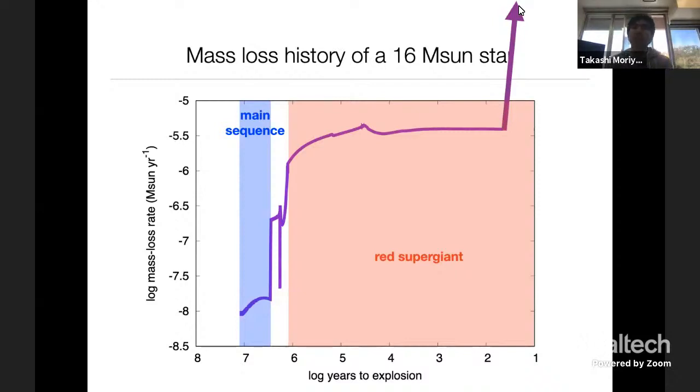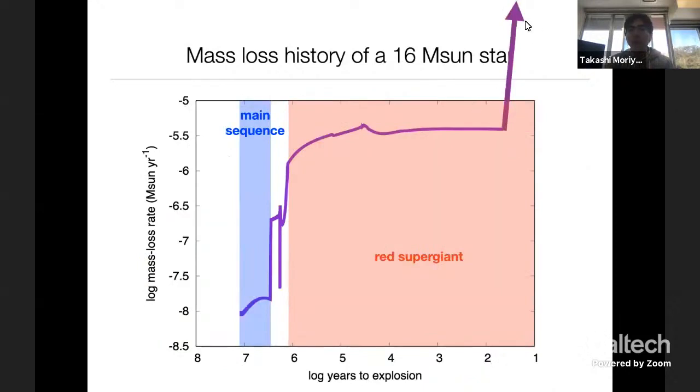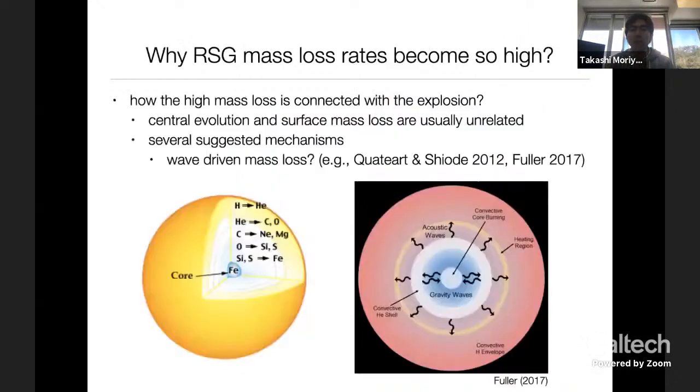That's what we start to see from the supernova observation of red supergiants. And the question is why this is happening within 30 years before the explosion. There are many ideas, like Jim is investigating, such as gravitational wave-driven mass loss.